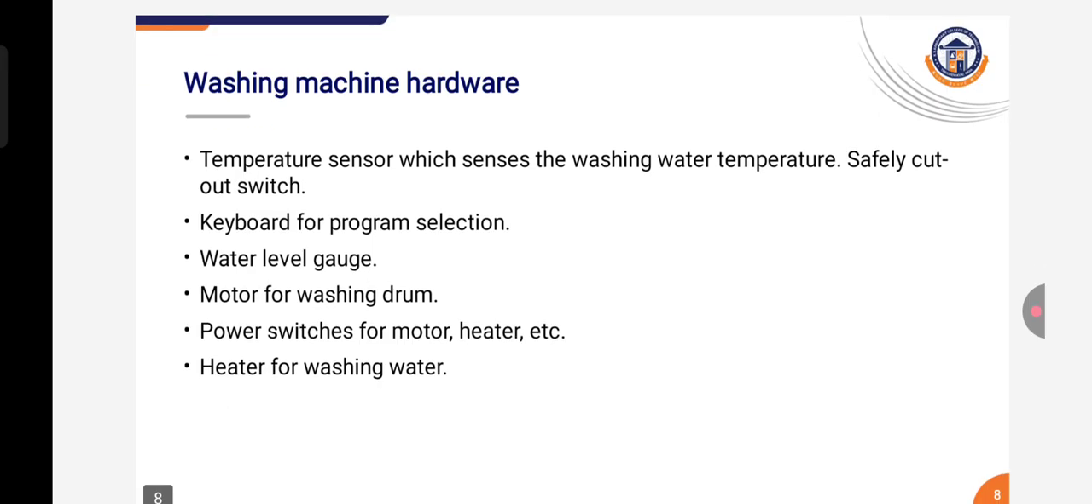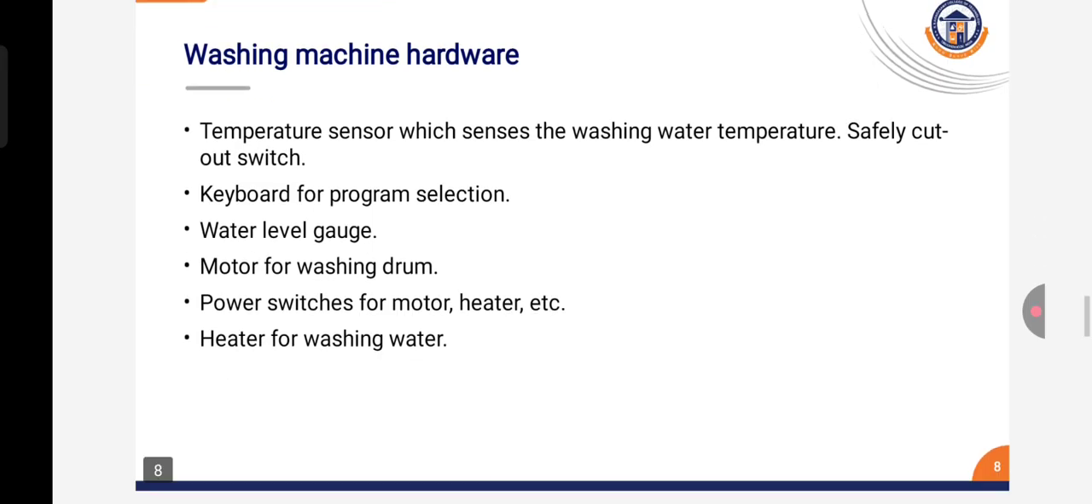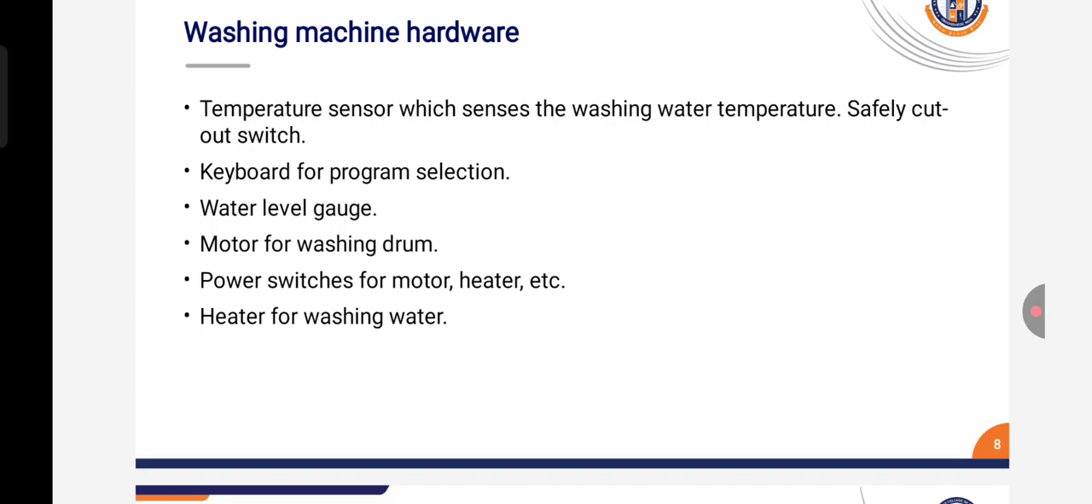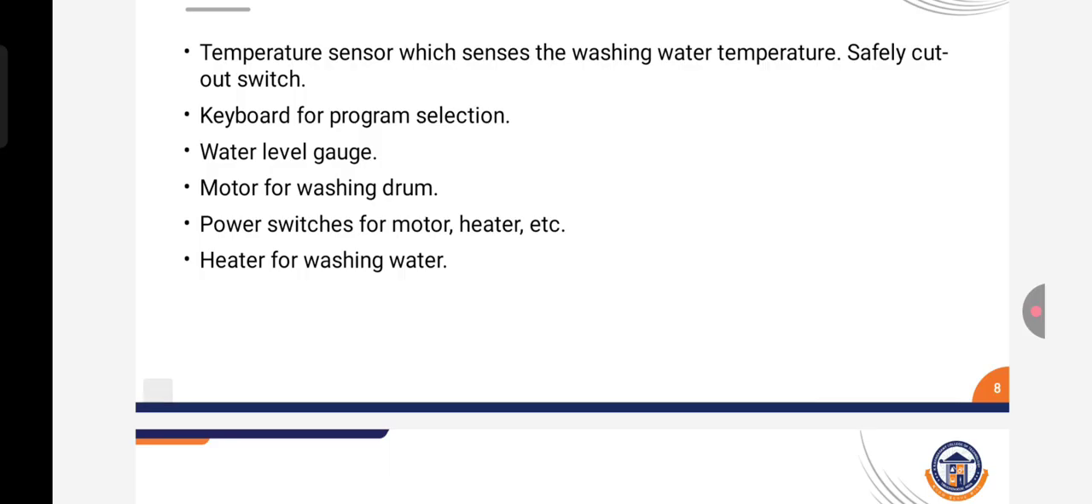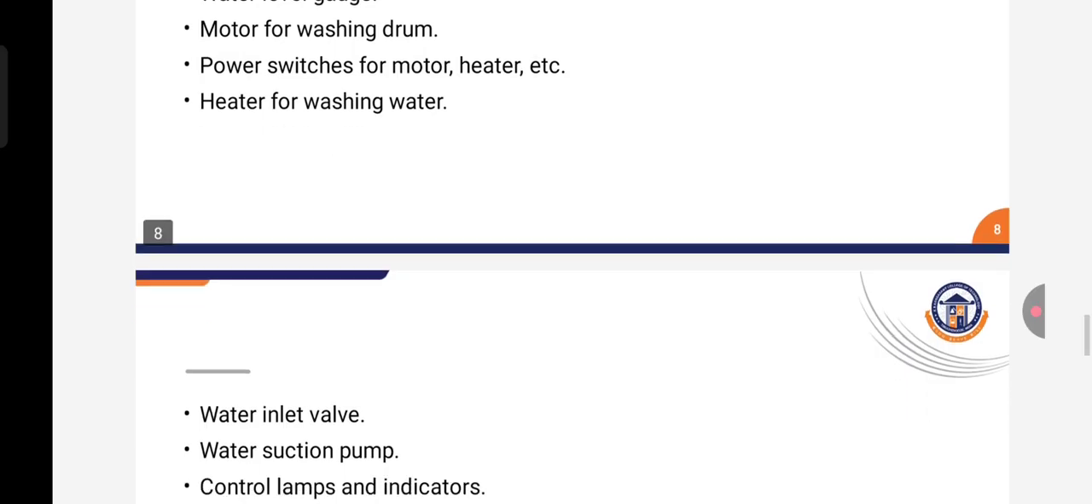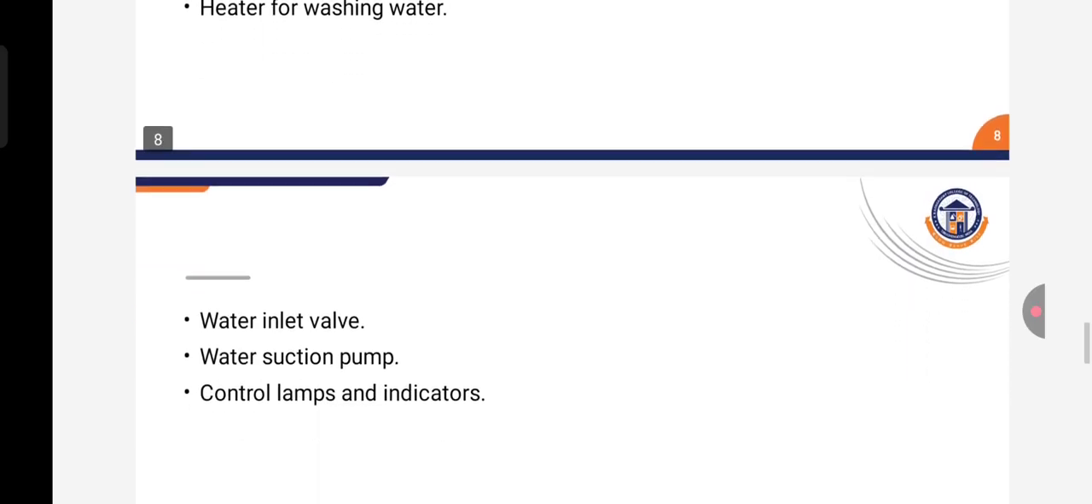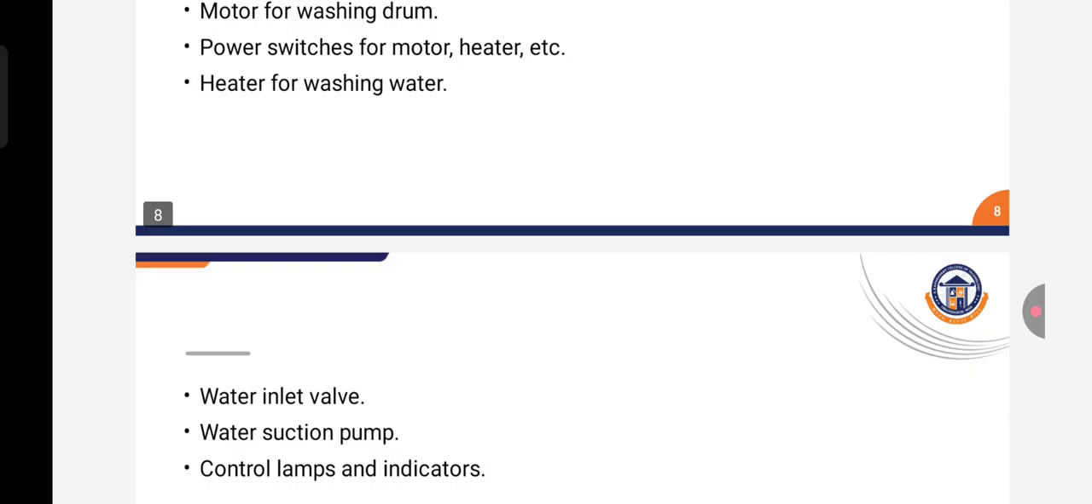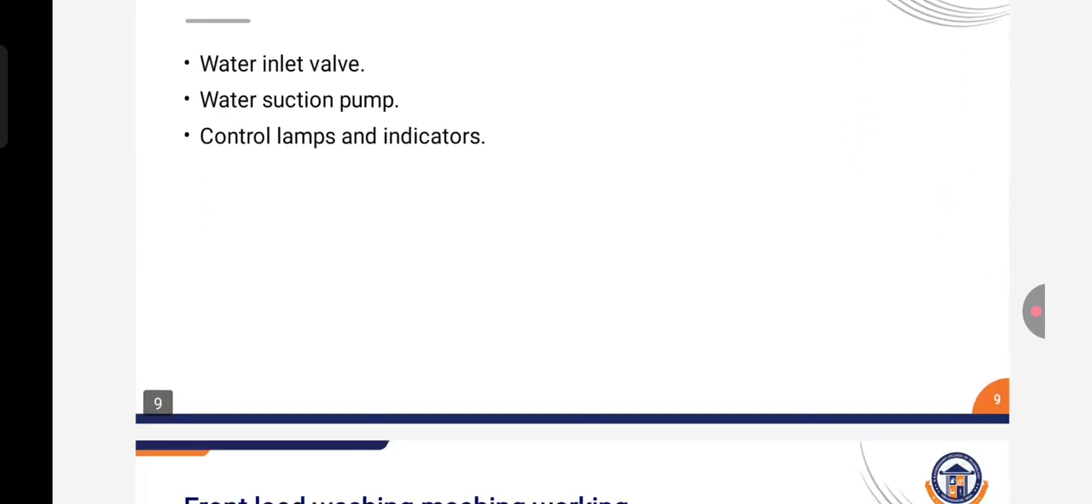Next we will discuss washing machine hardware. These are some of the washing machine hardware: temperature sensor to sense the washing water temperature, safety cutout switch, keyboard for program selection, water level gauge, motor for washing drum, motor switches, heater for washing water, water inlet valve, water suction pump, control lamps and indicators.